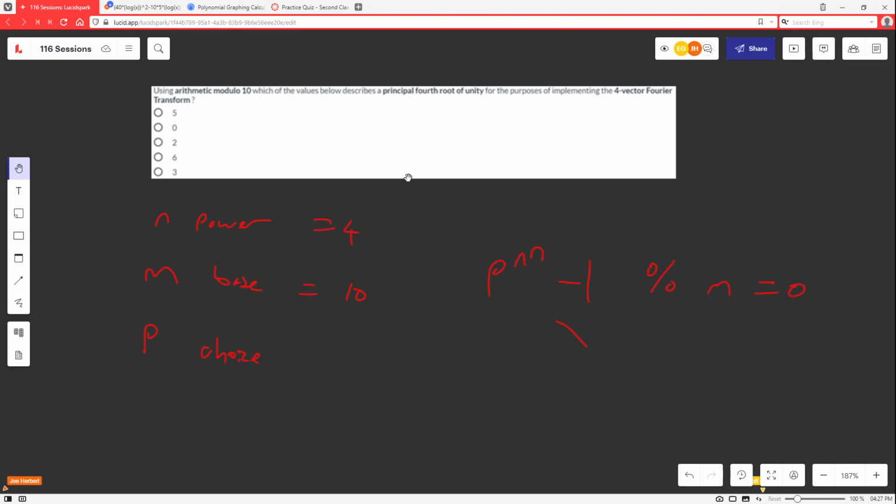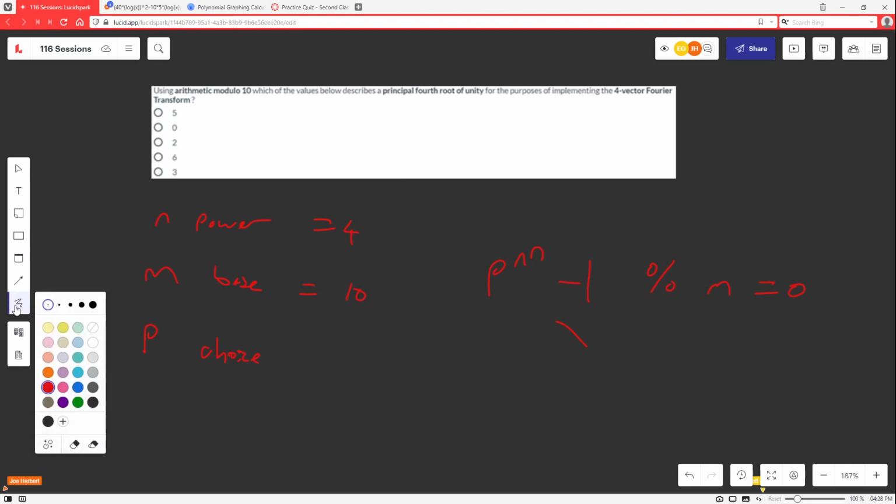And if you go through, for example, you can do 5 to the 4 minus 1 equals 624. That's not a multiple of 10, which is what we're working with. We're trying to find one of these which is a multiple of 10. 0 clearly isn't going to be a multiple of 10 because it could be negative 1. We could try with 2. 2 is equal to 15, not a multiple of 10. 6 is 1295, still not a multiple of 10. That leaves 3, which is 80. 80 is a multiple of 10, so our answer is 80.